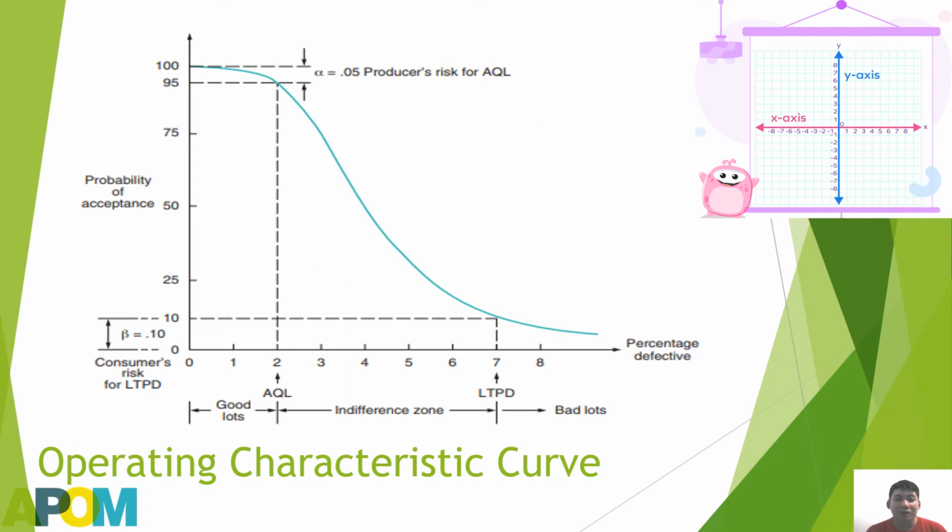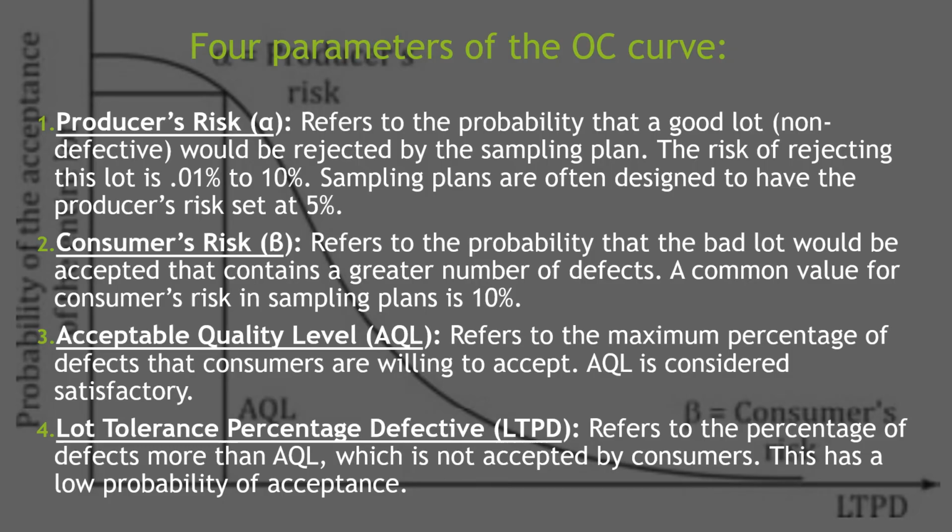This slide shows the operating characteristic curve. The operating characteristic curve reveals the capability of the sampling plan to discriminate between the good lots and the bad lots. The curve indicates that a lot with some defective percentage would be accepted based on the result of the sampling inspection. In the curve, the x-axis shows the percentage of the defectives, and the y-axis shows the probability of the acceptance of the entire lot. The OC curve is an S-shaped curve that implies that the probability of acceptance increases as the number of defects falls. There are four parameters of the OC curve or the operating characteristic curve.